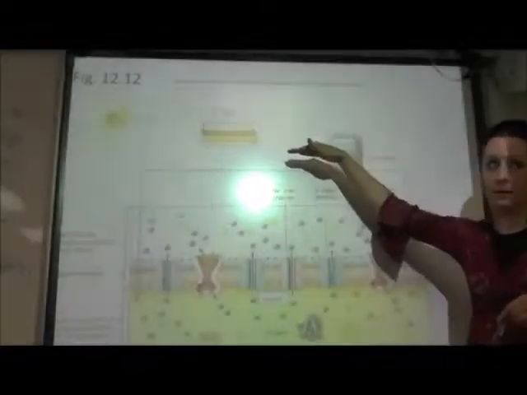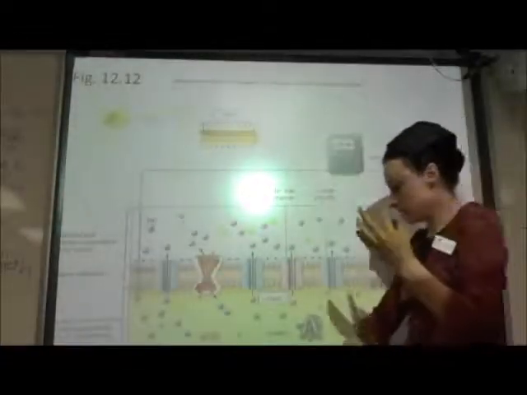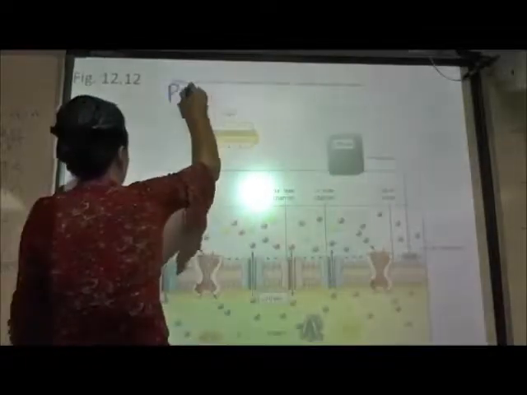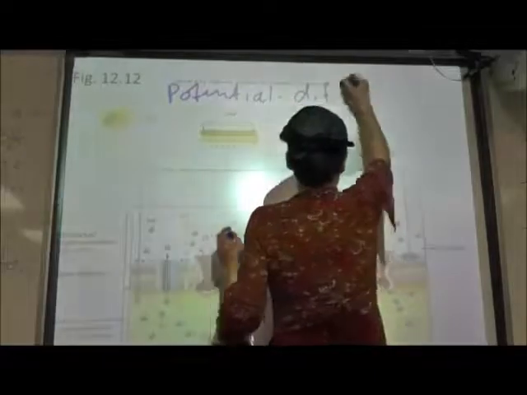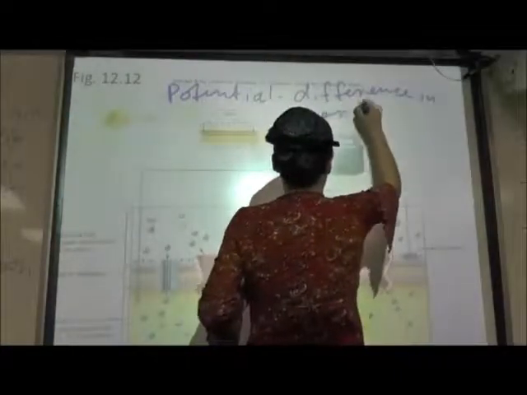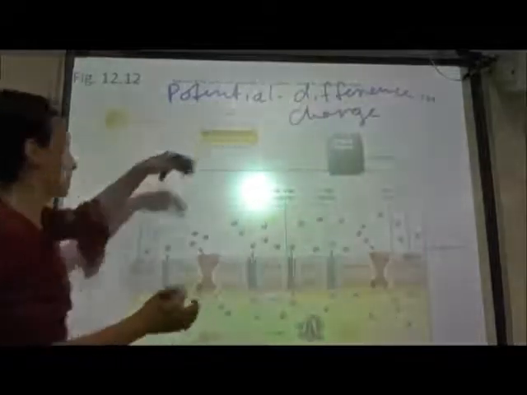Alright, so a potential is a difference in charge from one side of the membrane to the next. That's just the general definition of a potential: a difference in charge from one side of the membrane to the next.